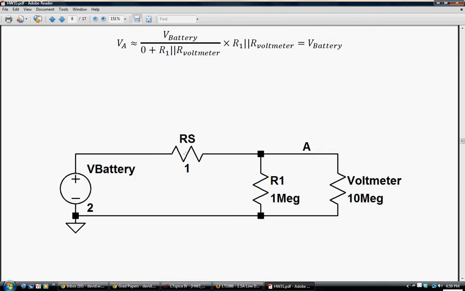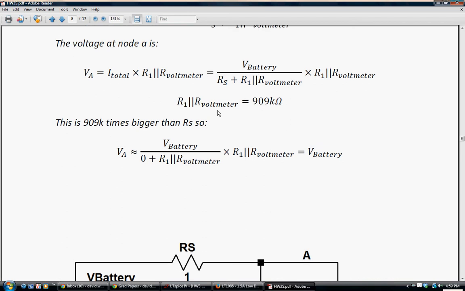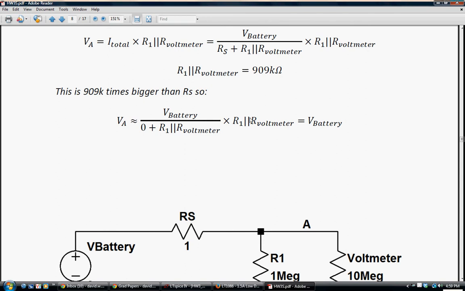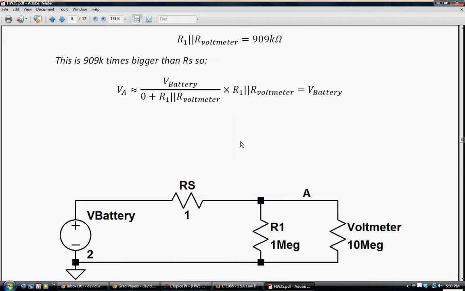And then number 5, we've had a 1 ohm resistor. Now the thing is that 1 ohm resistor plus the parallel combination of R1 and the voltmeter is so small in that comparison that you can set it to 0, and so what the voltmeter will read is very close to the battery voltage. And if you only have 3 digits of precision on your voltmeter, you will just read the battery voltage.